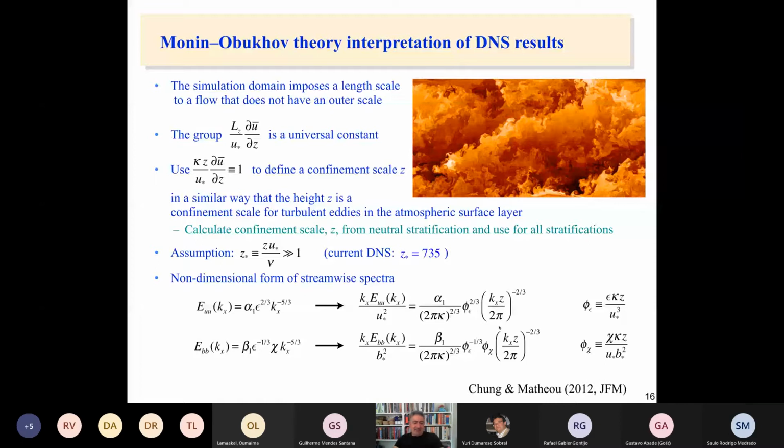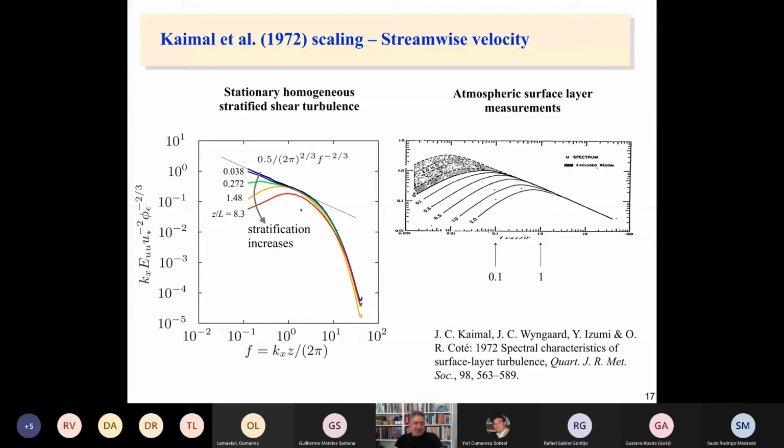But if you take the spectra from the DNS and you scale them using our newly derived scaling, you get them in this non-dimensional form. This is a plot of our DNS, and each line here is a different DNS of different stratification. Red is the most stratified, then orange less, and as you go to black, the least stratified. The straight line here is the classical k to the minus 5/3 Kolmogorov scaling.